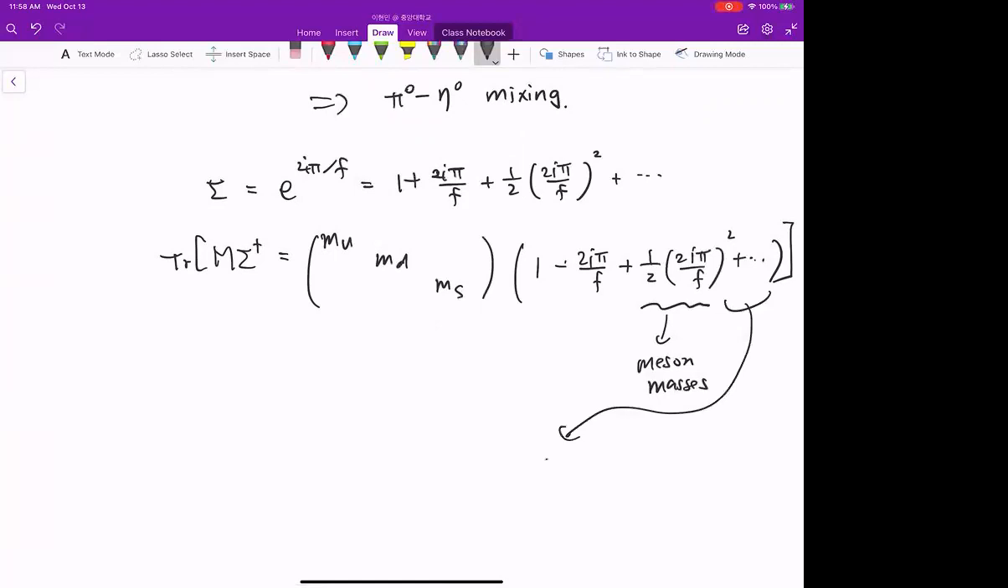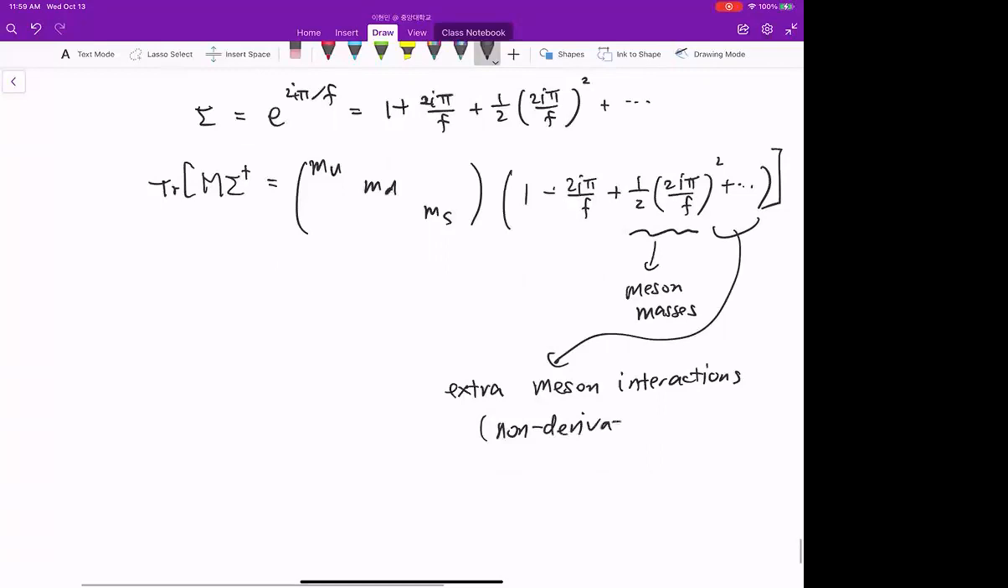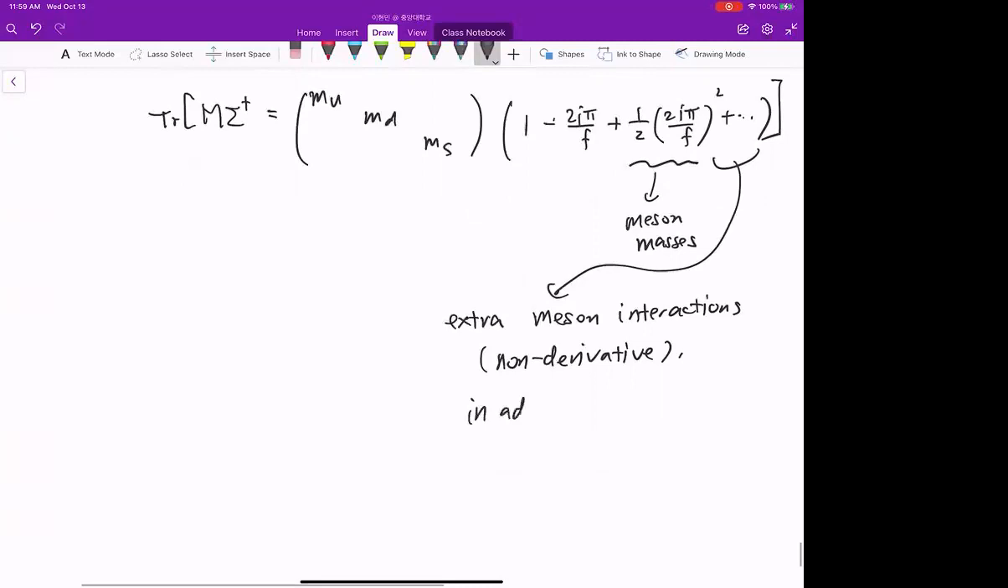Also meson-meson interactions, which are non-derivative, in addition to L0. So L0 contains the derivative interactions, but here there are some extra interactions due to the explicit breaking terms. If you know this kind of effective chiral perturbation theory, it's now complete at the leading order.